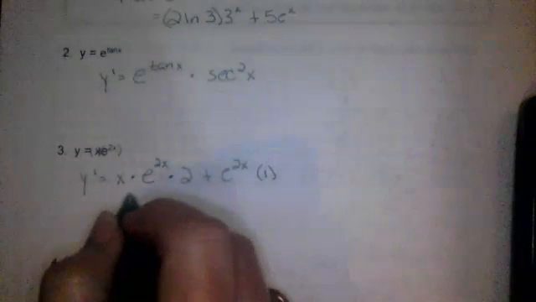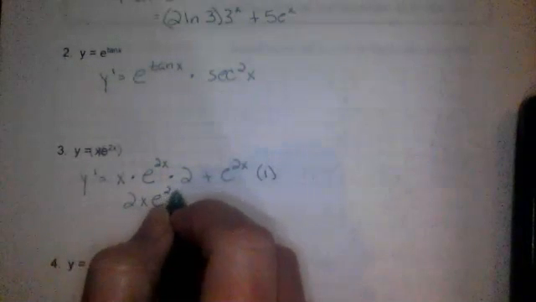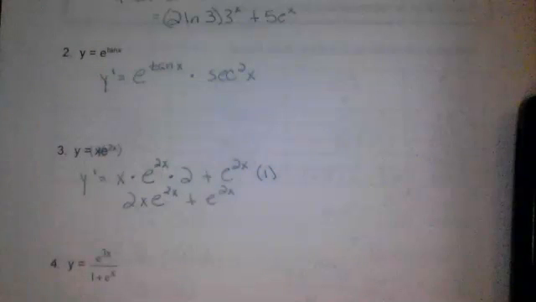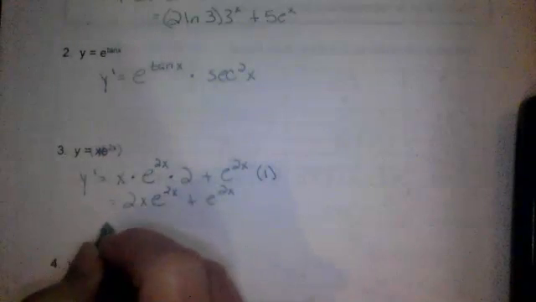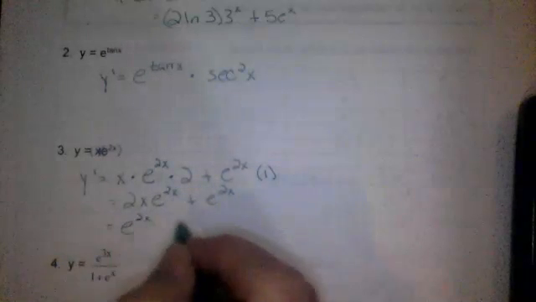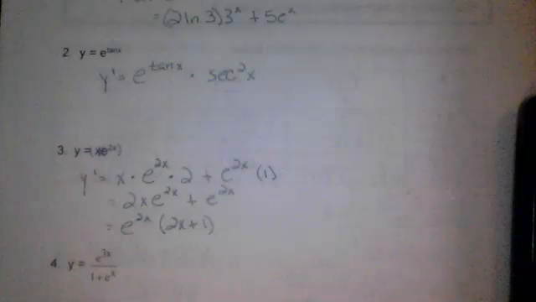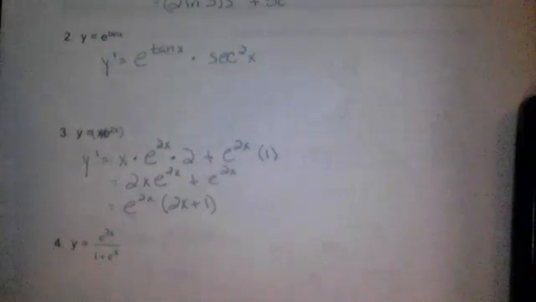So we have 2x e to the 2x plus e to the 2x. So we could factor out an e to the 2x, since they have that in common, and have 2x plus 1. That would probably be easier to solve if we had to set that equal to 0 when it's factored out.